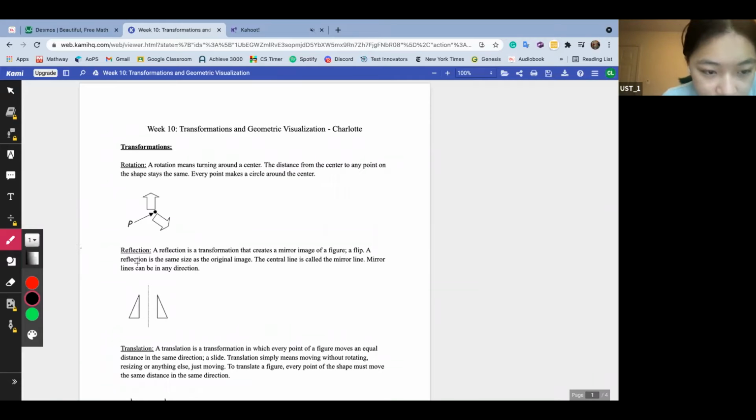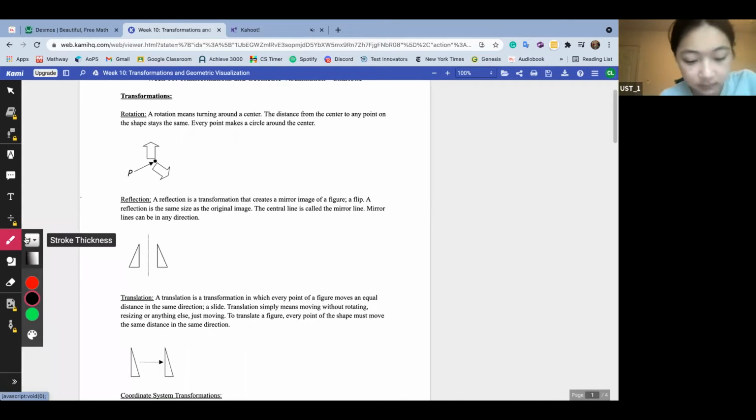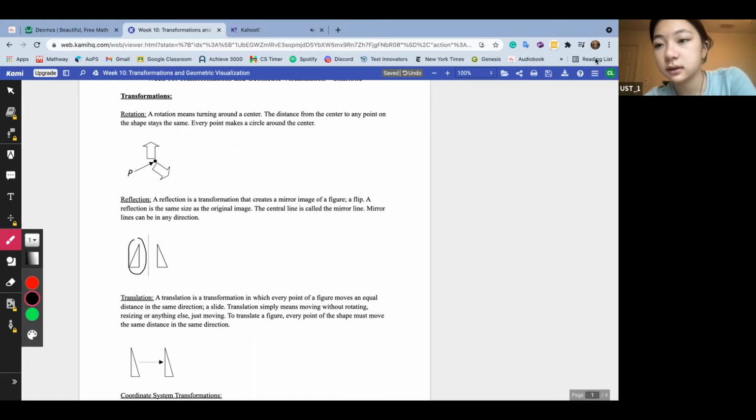And then the next one is reflection, and reflection is a transformation that creates a mirror image. So, for example, over here on the left is the original shape, and then it reflects to the other side, and then it turns into this.